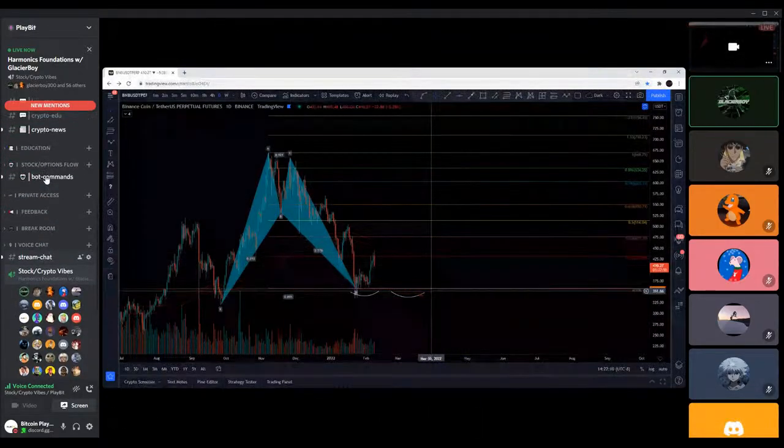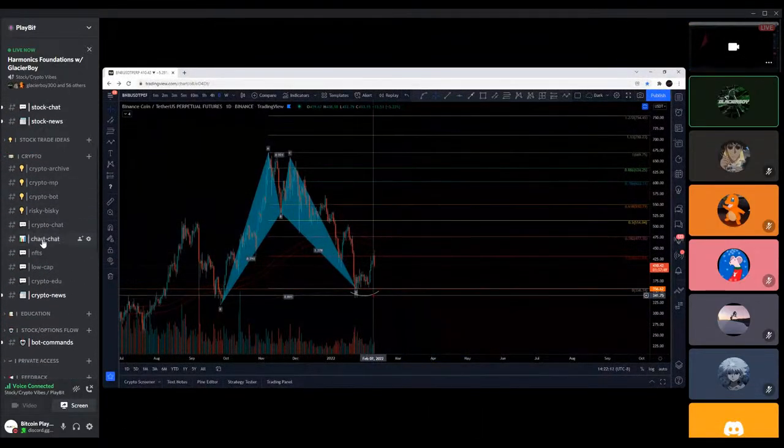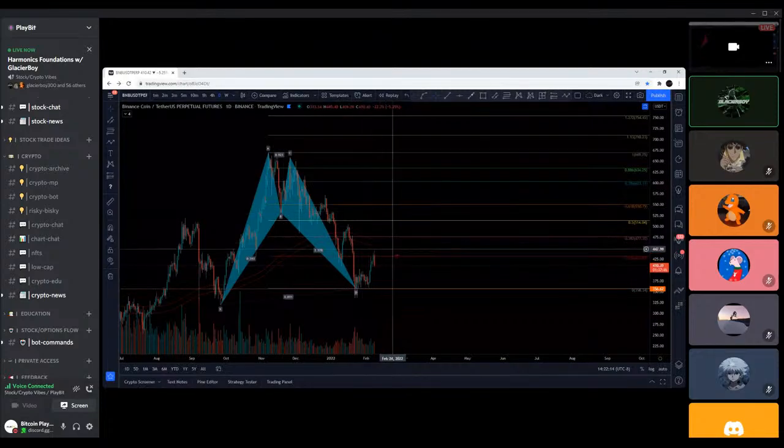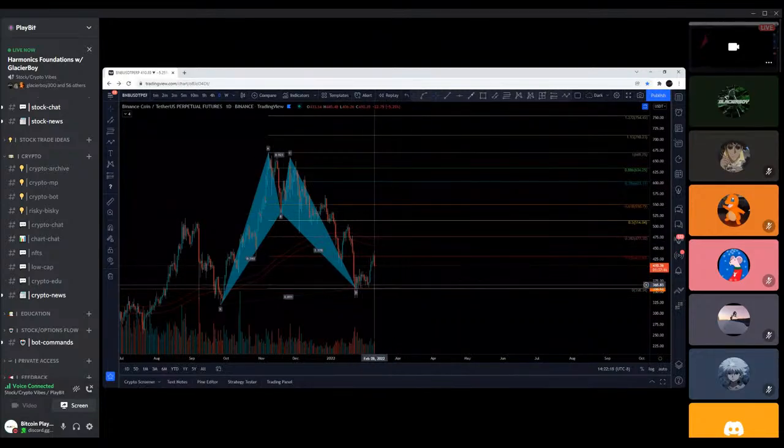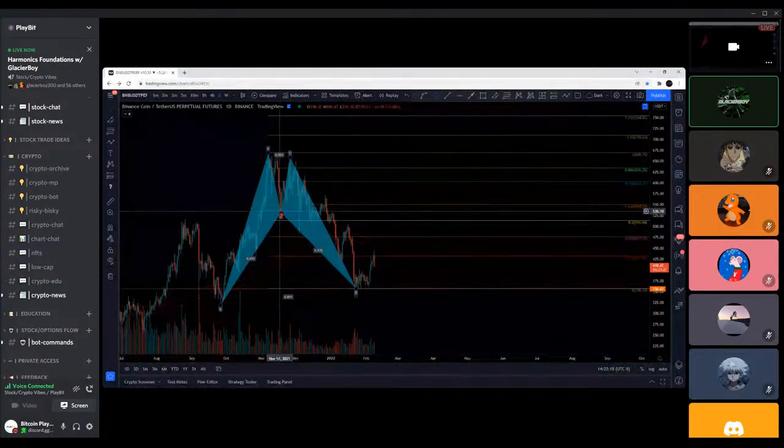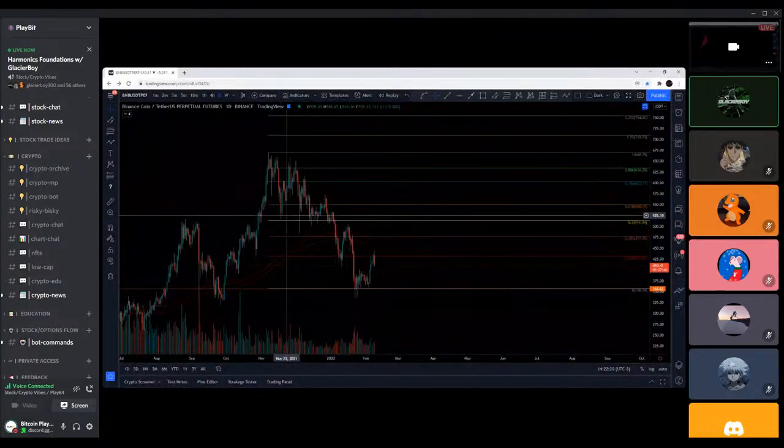So there is a lot of M shapes going on that did get a type 1. And with this some sort of reversal, if we can just hold that level, we could see a lot of entries coming up here on pretty much a lot of charts.